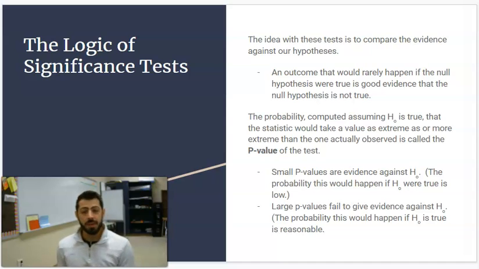The probability computed by assuming the null hypothesis is true, that a statistic would take a value as extreme or more extreme than the one that we actually observe, is called the p-value of the test, the probabilistic value of the test. So in general, small p-values are evidence against the null hypothesis. Basically says the probability that this would happen if the null hypothesis is true is very, very small.